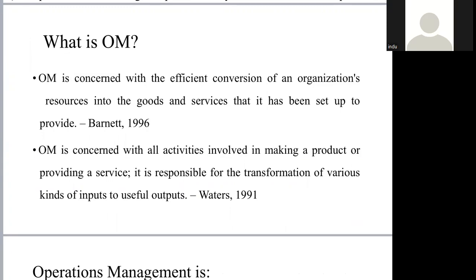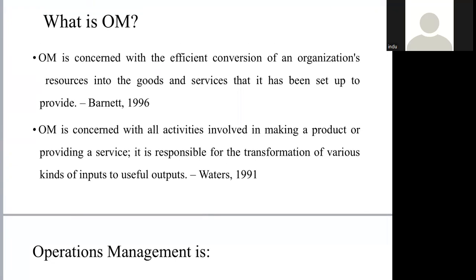Here I have given 2 sample definitions. One you can write: OM is concerned with the efficient conversion of an organization's resources into the goods and services that it has been set up to provide. This is Bennett 1996. Another definition I have given here is Waters 1991.